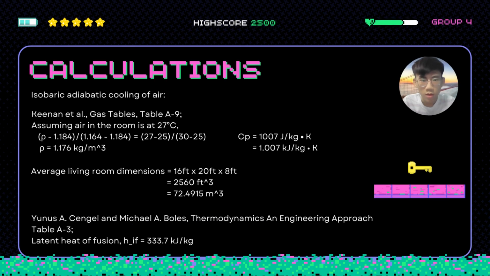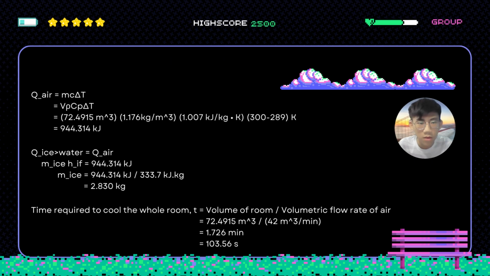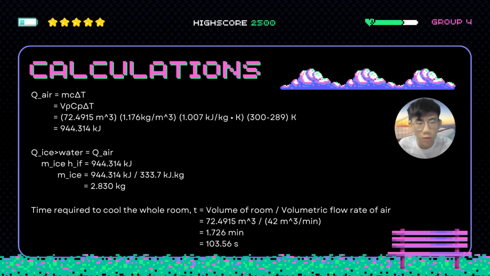For the calculations involving the DIY air conditioner, we first assume isobaric and adiabatic cooling of air. After finding the density of air and the specific heat capacity at constant pressure at 27 degrees Celsius, we find the volume of air that needs to be cooled, and then the latent heat of fusion of water. Next, we find the amount of heat that needs to be removed by the air conditioner, and from there, the amount of ice that needs to be supplied. Then we find the time required to cool the whole room, which is 103.56 seconds.